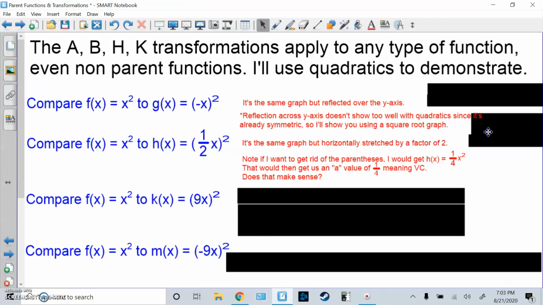Now, think about this. I could actually get rid of that parentheses. If I do 1/2 squared, I get 1/4. So here's the exact same thing without parentheses, right? If you look at this, that means we have A value, no B value. So if A is 1/4, that means vertical compression. Does vertical compression mean the same thing as horizontal stretch? So if you squish it from the top and bottom, is that the same thing as pulling it sideways from the sides? And the answer is yes. Alright, let's try the next one.